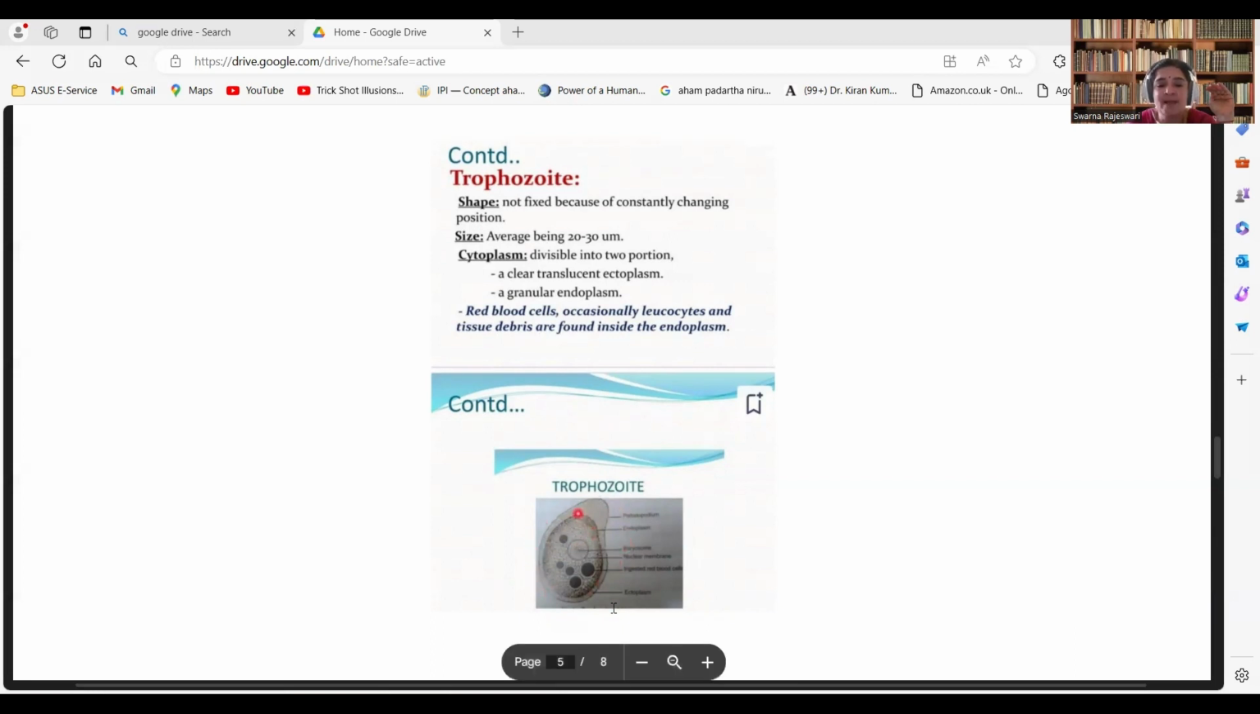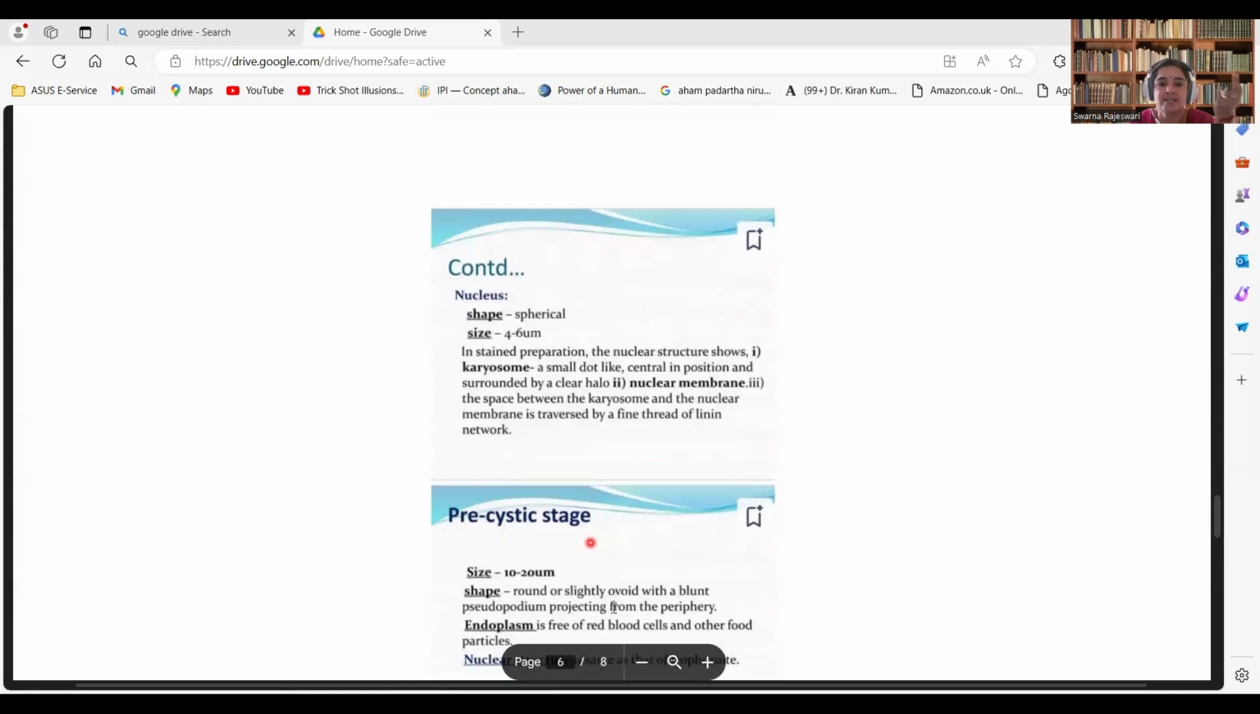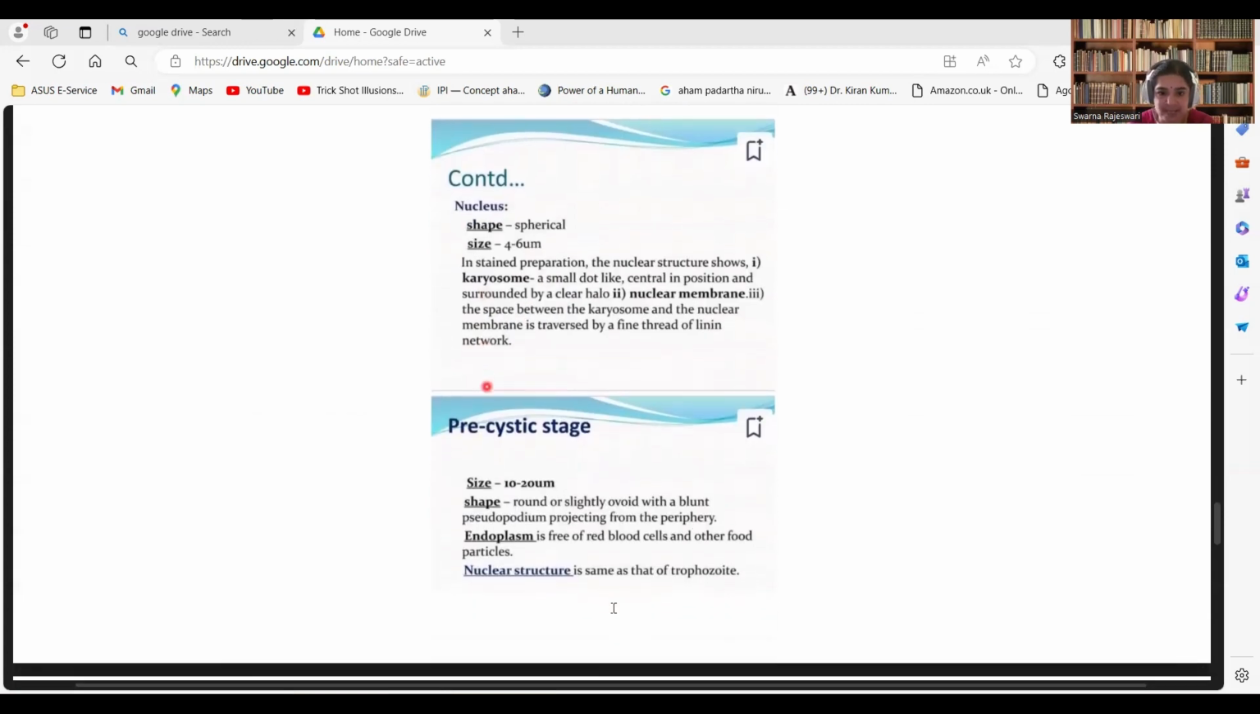The inner endoplasm is granular, and inside the endoplasm we can see the cartwheel-shaped nucleus and RBC-filled food vacuoles. So the RBC-filled food vacuoles, the inner granular endoplasm, and the cartwheel-shaped nucleus are the characteristics of the trophozoite form. The nucleus is spherical and wheel shaped, and it has the nucleolus, which we call a karyosome or nucleosome, and it is covered by a nuclear membrane.